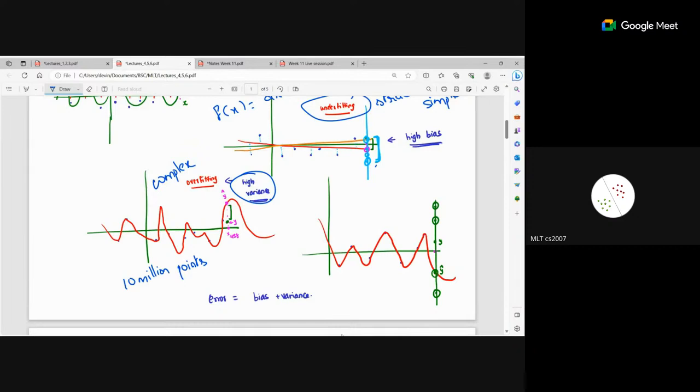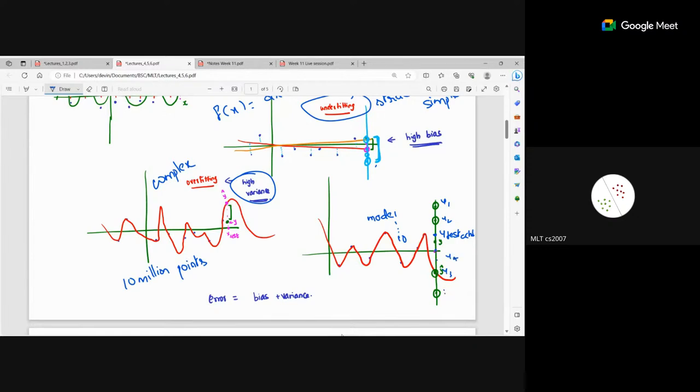Consider this is the x test, and this is the y test, the actual value. When you have high variance, for example, say you have model one, model two, and so on up to 10 models. Whatever these 10 models predict, let's say y1, y2, y3, y4, and so on up to y10.